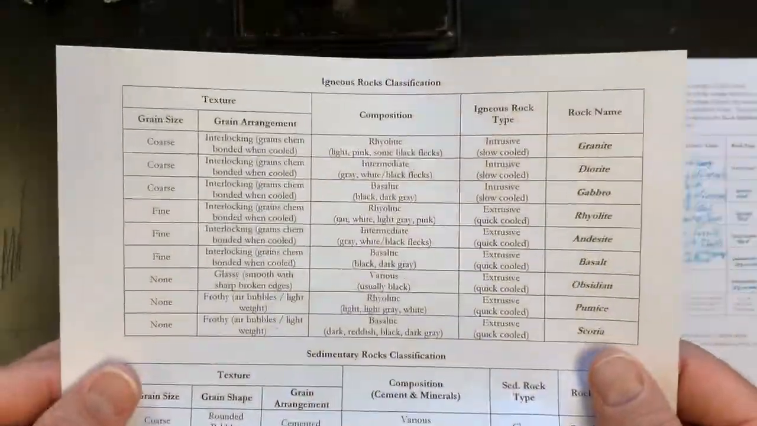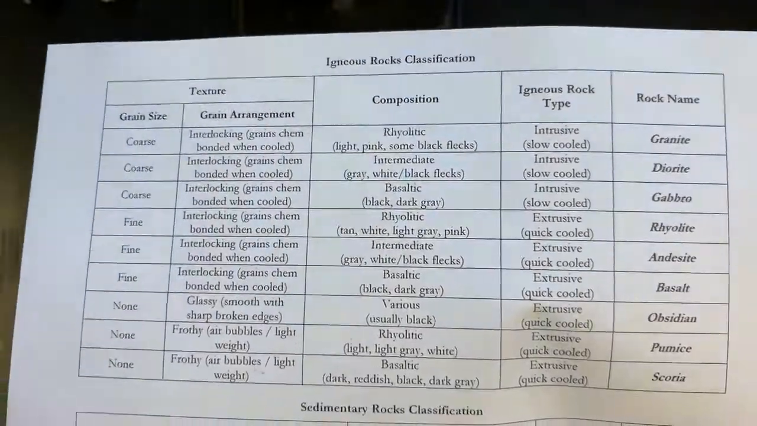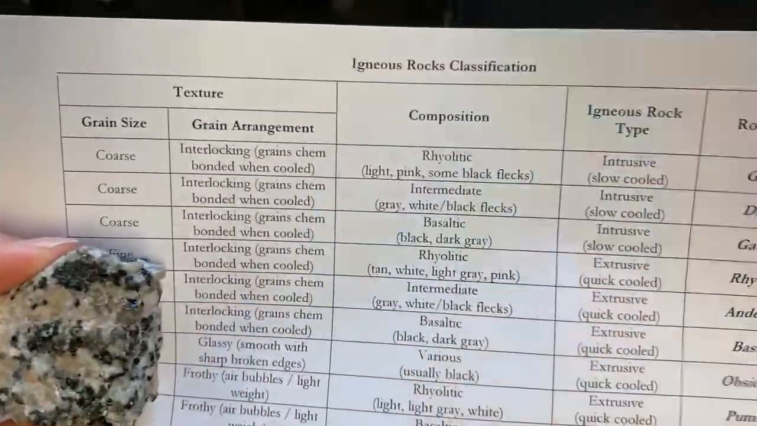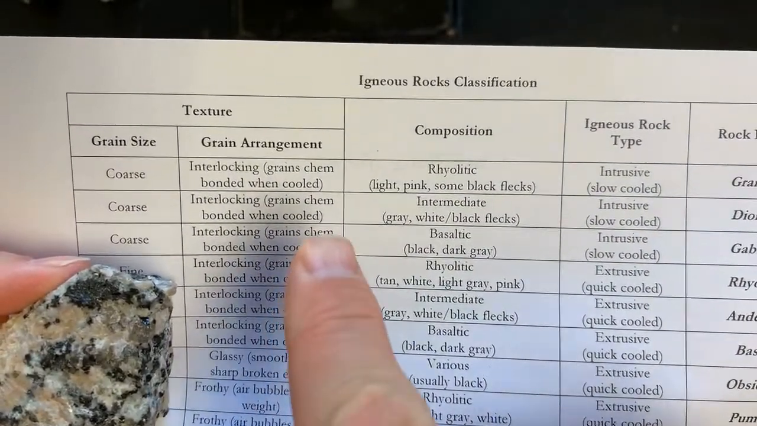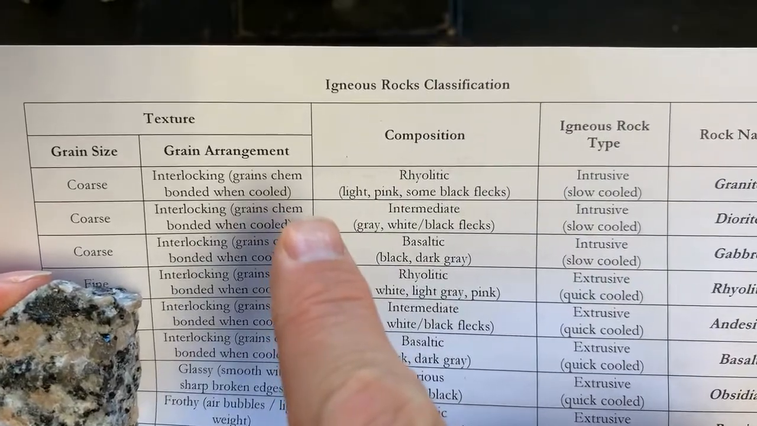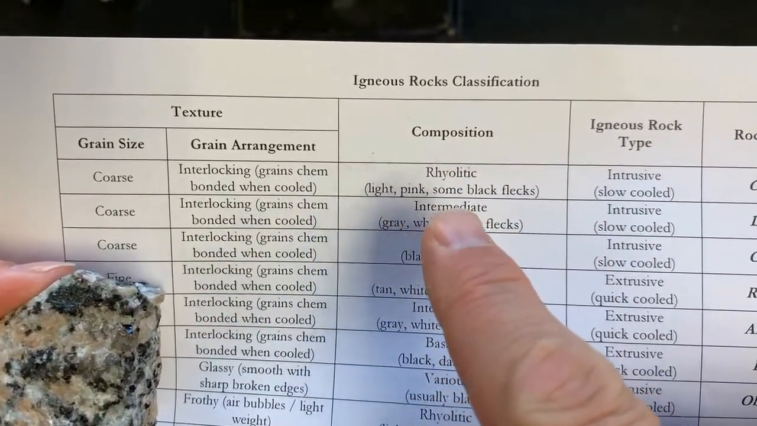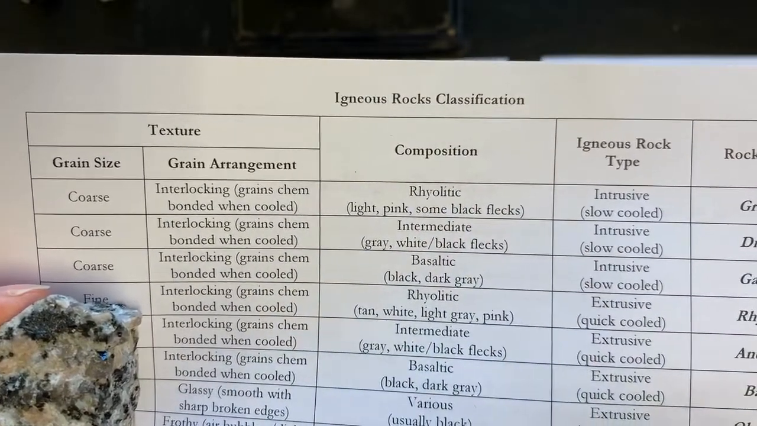let's get that to focus. Focus, please. All right. And this is our coarse grained rock. Okay, so it's going to be one of these 3 at the top. Coarse grained, either granite, diorite, or gabbro. Interlocking grains, it says here, grains chemically bond when cooled. It is light pink, some black flecks. So that would be the one, rhyolitic in composition.